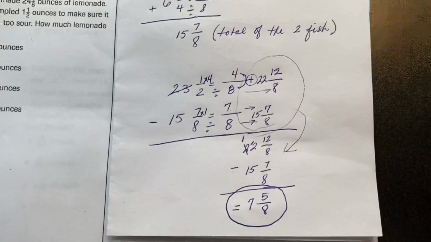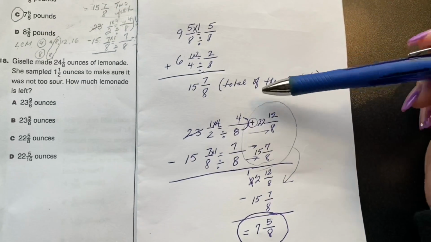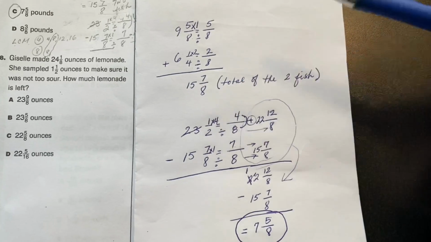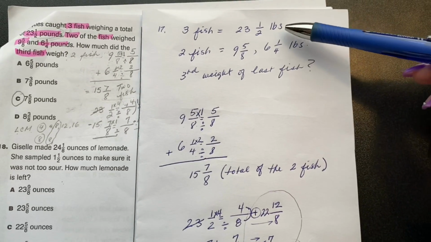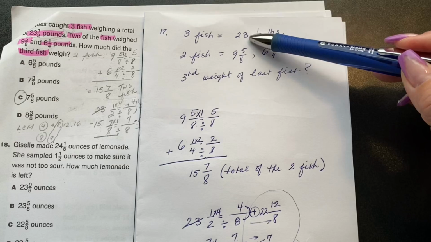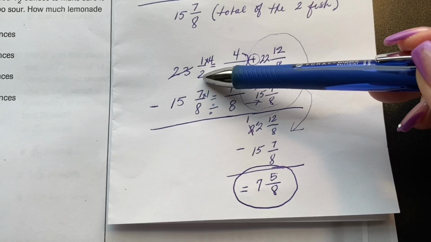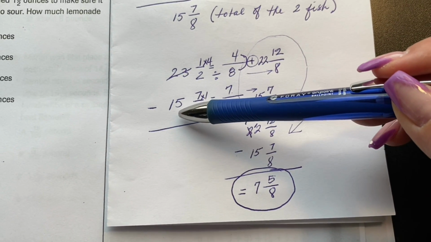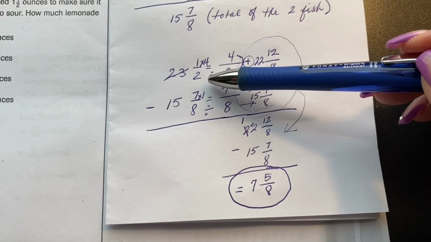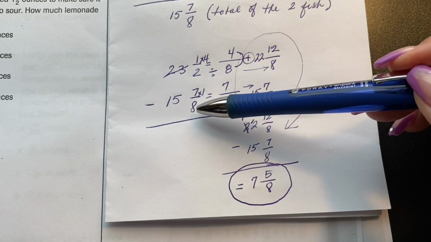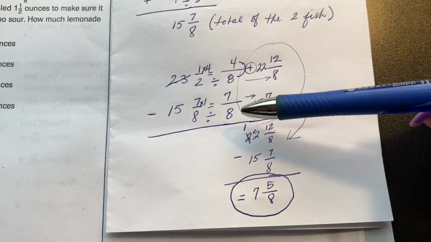So now the total of the 2 fish is 15 7/8 pounds. And now we have to go back to the information they gave us, which is that the total of the 3 is 23.5 pounds. You take the 23.5 pounds and subtract 15 7/8. Because you have unlike denominators, you have to find the common denominator. 8 divided by 2 is 4, and we know that goes into it.